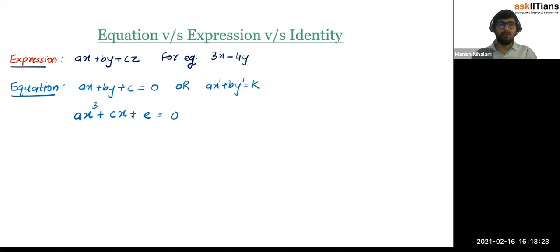So here, now, this is just a cubic equation because the degree of this equation is 3. But this is still an equation and not an expression because it has two sides. Two sides, right? This is how it works.